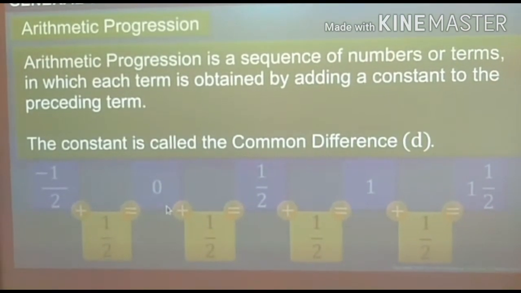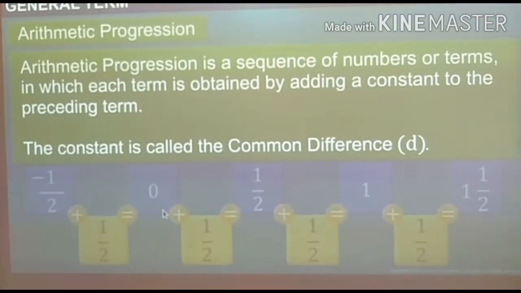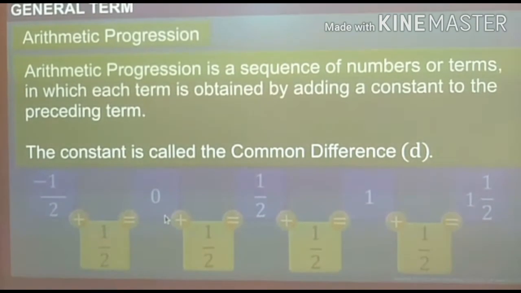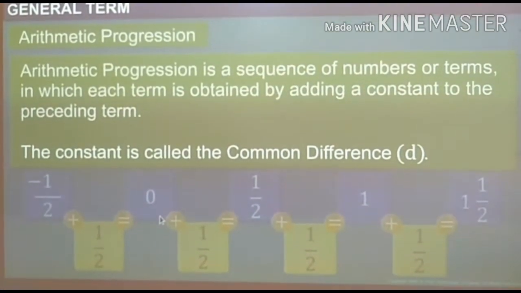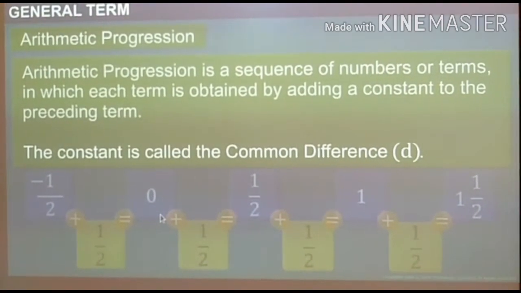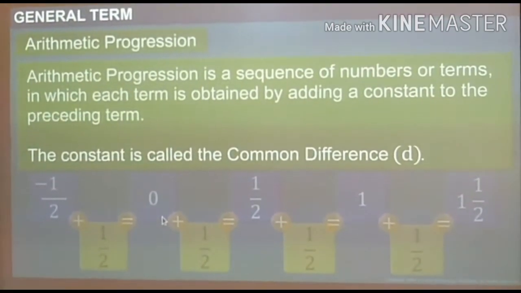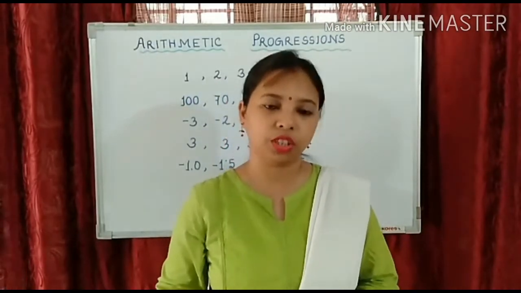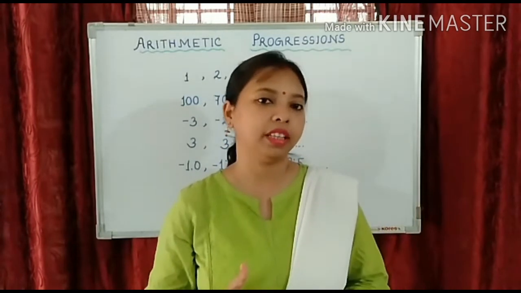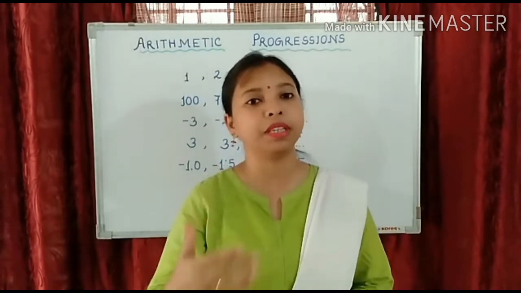So arithmetic progression is a sequence of numbers or terms in which each term is obtained by adding a constant to the preceding term. The constant is called the common difference and it is denoted by small d. So children, arithmetic progression is a list of numbers in which we get each term by adding some fixed value to the preceding term.